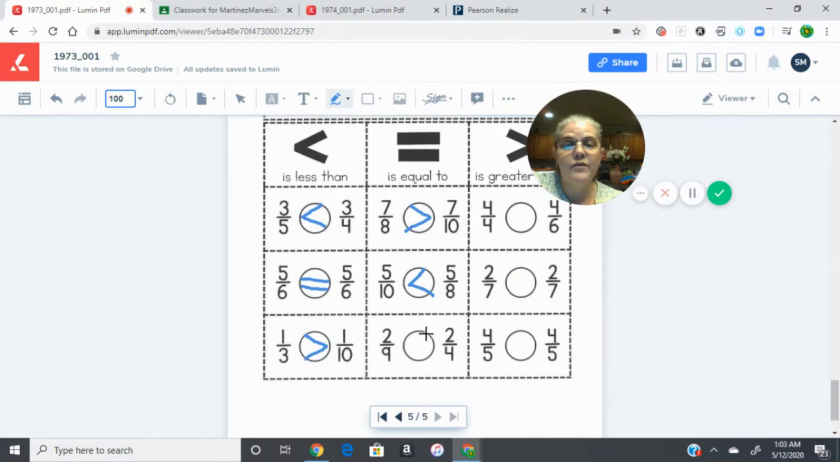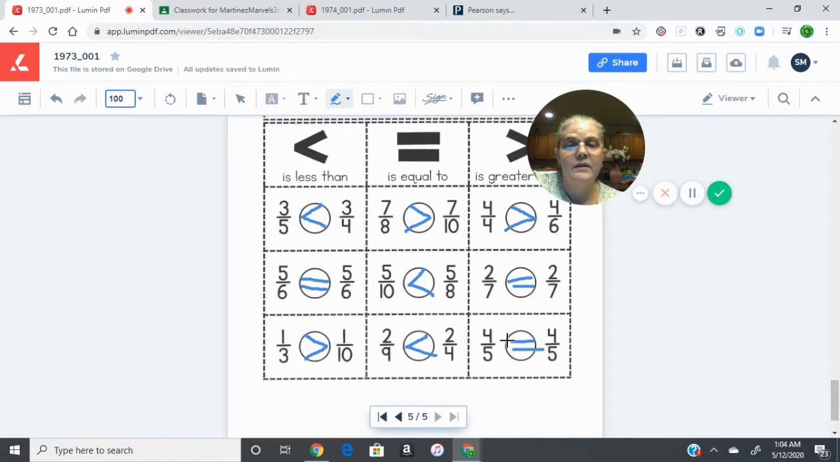2/9 compared to 2/4. 2/9 is less than because this is cut into more pieces, so the pieces are smaller. 4/4 compared to 4/6. Now I can see how this one would get confusing, but look at your denominator. If it's cut into 6 pieces, each piece is going to be smaller than if I just cut it into 4. So 4/4 is greater than 4/6. So that one stays in this category. 2/7 and 2/7, equal sign. 4/5 to 4/5, another equal.